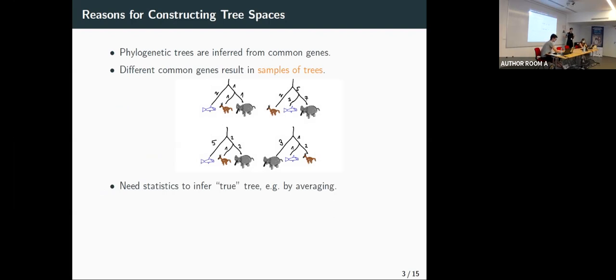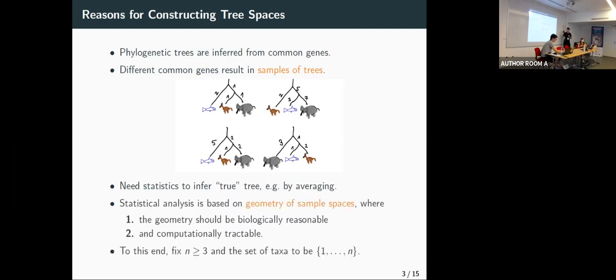So you would want to take an average, for example, of those trees. And for that, you need an underlying geometry of the sample space, right? And of course, first of all, the geometry should be biologically reasonable. Second of all, it would be great if it's computationally tractable, so we can actually compute something. And to this end, fix again small n to be the number of species that we consider within one tree. We will just use the symbols 1 to n. So for example, in these phylogenetic trees pictured here, the fish, the horse, and the elephant would be replaced with 1, 2, and 3, respectively.